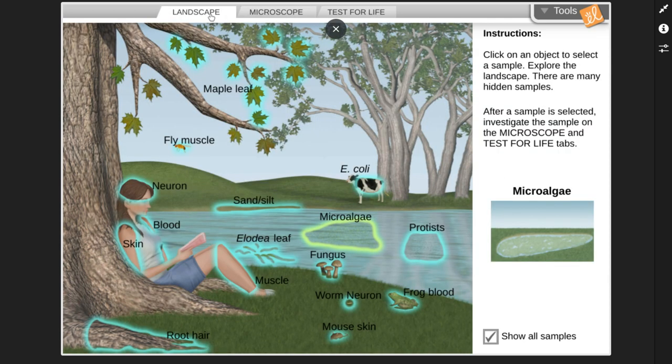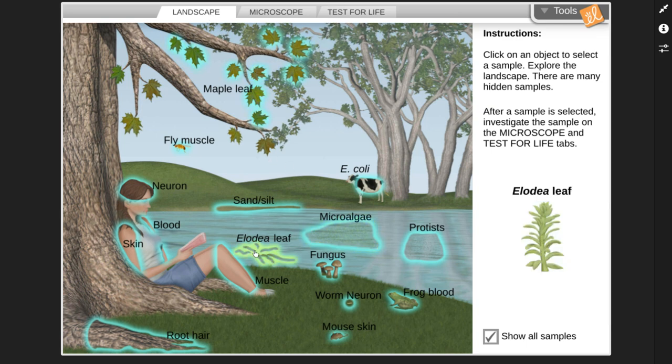Then you're going to go back to the landscape and choose the Elodea leaf and do the same thing. You're going to draw one to two cells for the Elodea leaf right here, the maple leaf right here, and the root hair, which is right here. So you're going to draw those first, noting what organelles they have in common and which ones are missing.